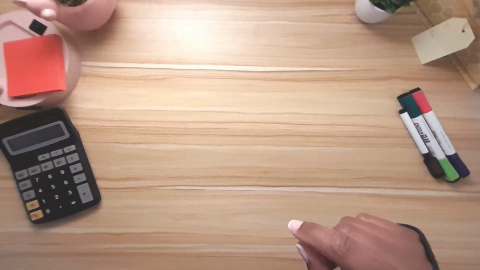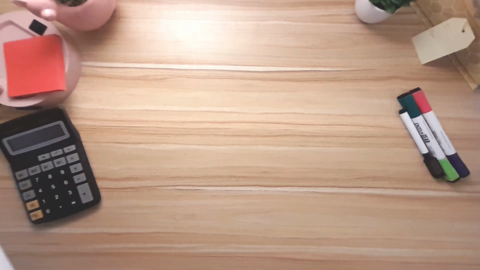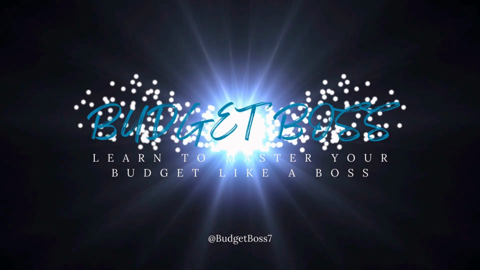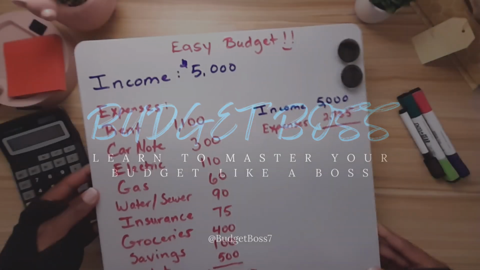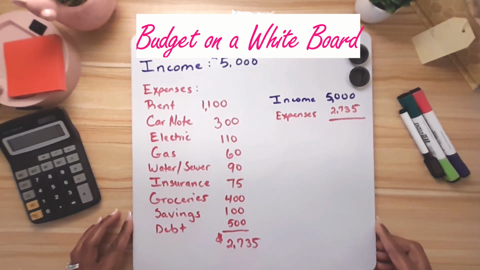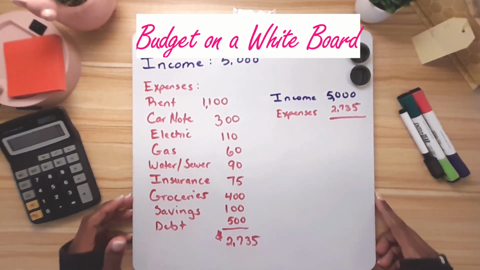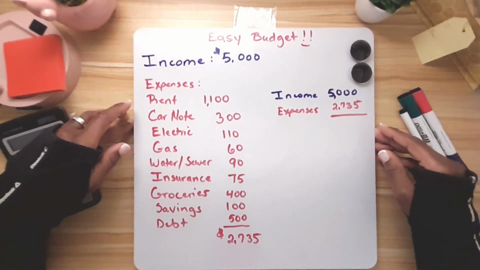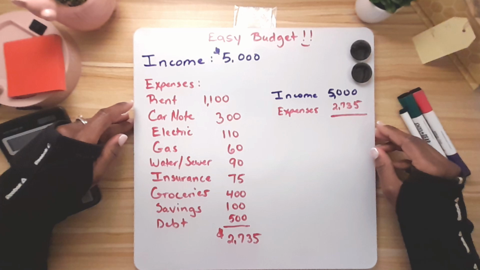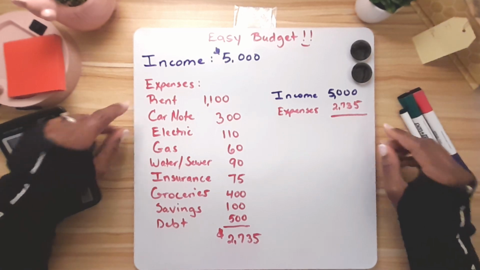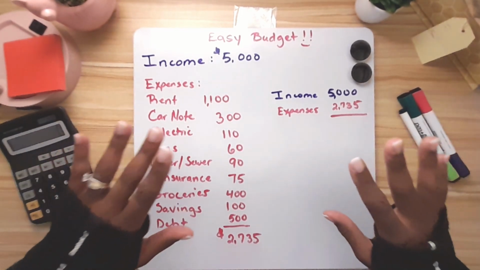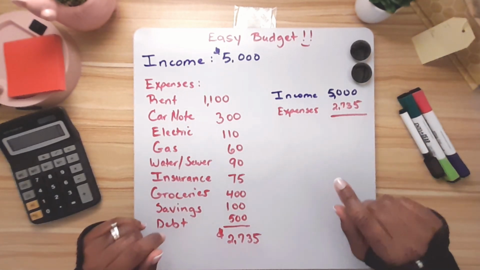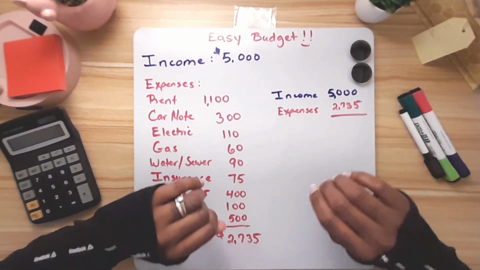Today we are going to go over a beginner-friendly budget on our whiteboard. So we have our budget all set up here to go over this example of income of $5,000 and all the various expenses that you could have in your budget. This is just a quick and easy beginner-friendly budget to help you understand that it does not have to be hard to make your budget. It doesn't have to be difficult or scary. It can be very easy to sit down and get your finances in order.